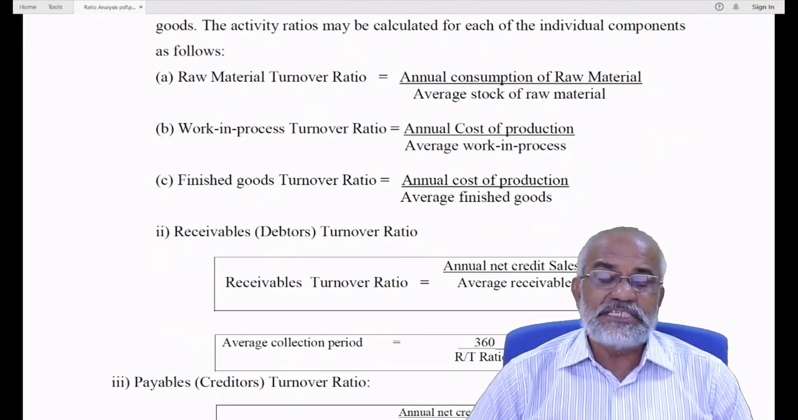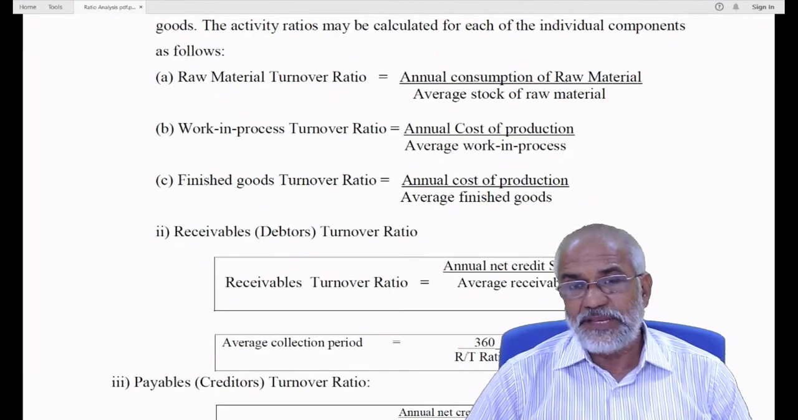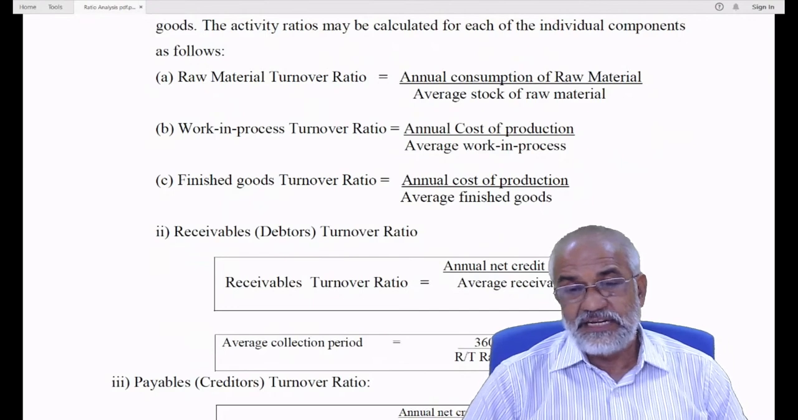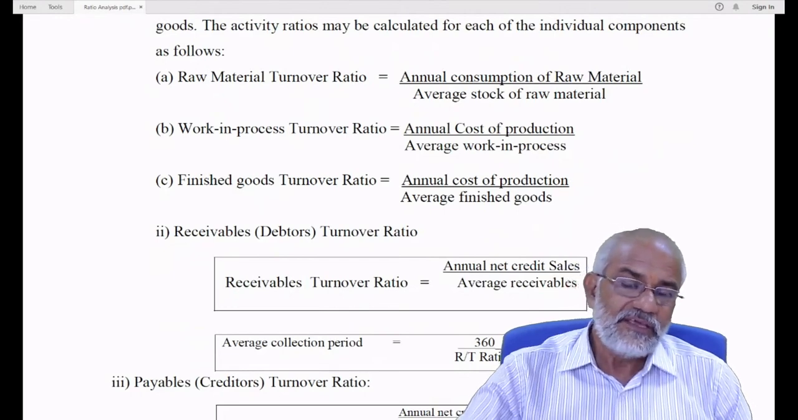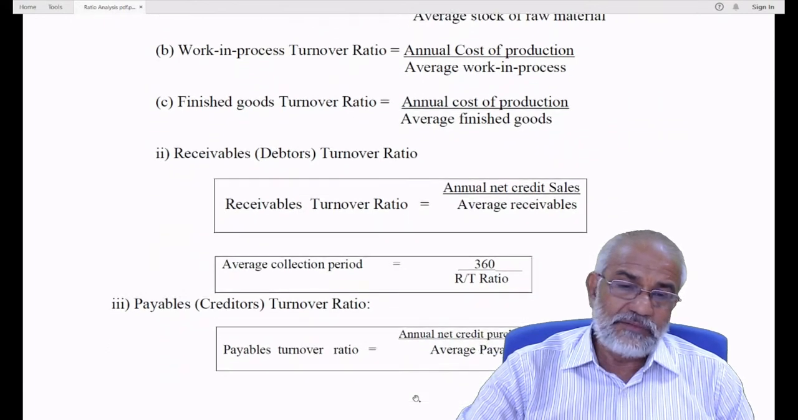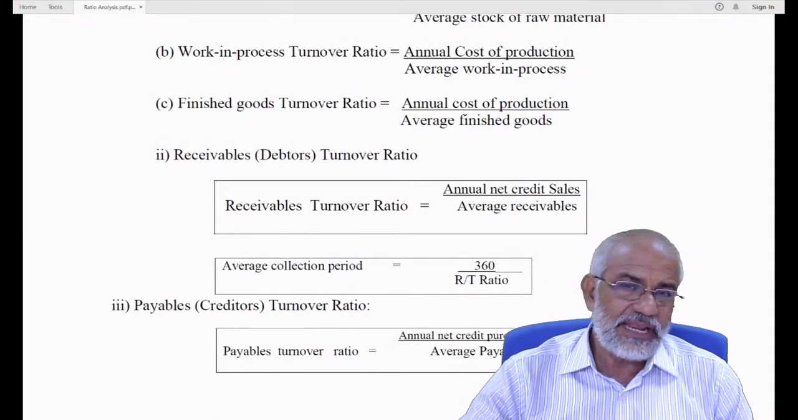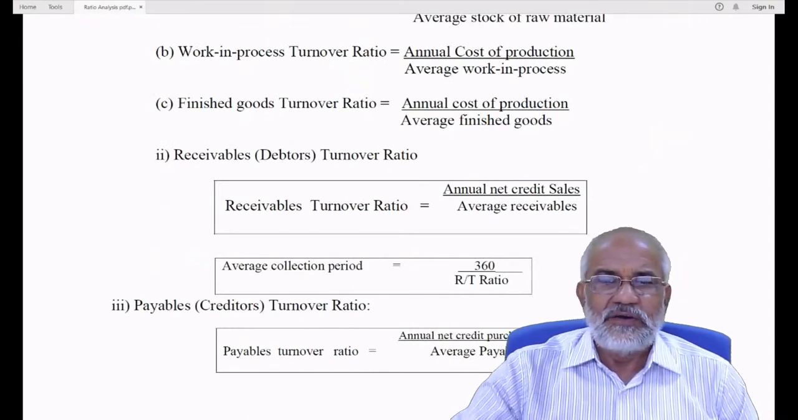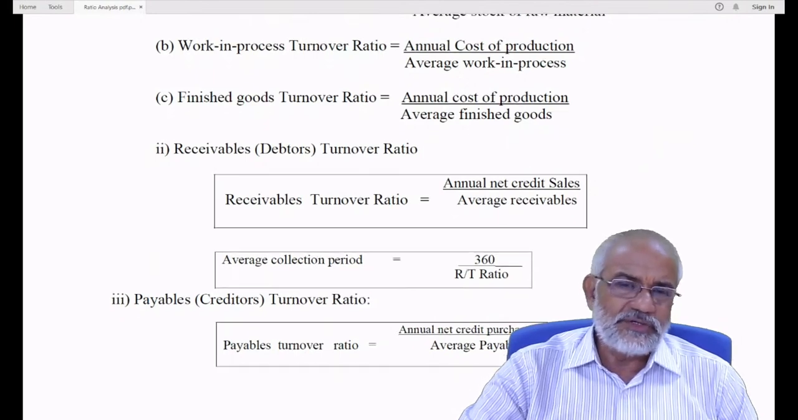After calculation of the receivable turnover ratio, we may be asked for computation of the average collection period. Average collection period is 360 divided by the receivable turnover ratio or debtors turnover ratio. That is dependent on the credit policy of the organization, and it helps in determination of the credit policy of the organization. So that is the receivable turnover ratio or debtors turnover ratio.